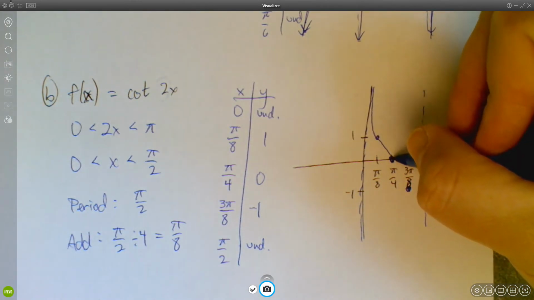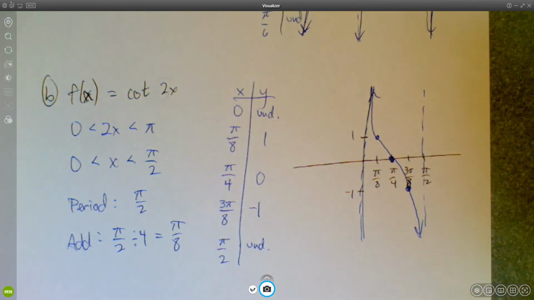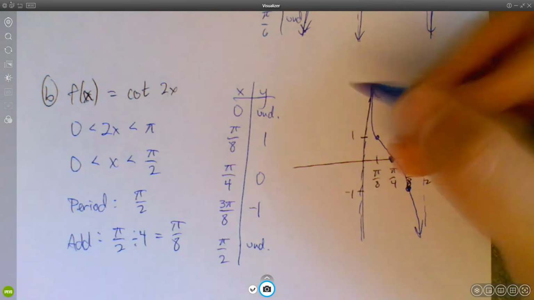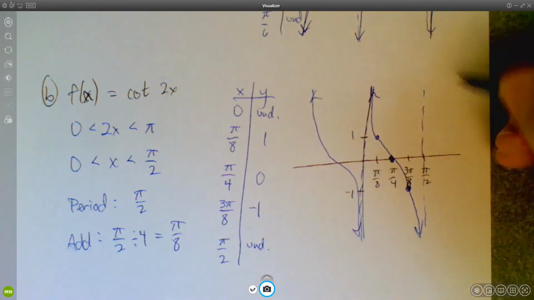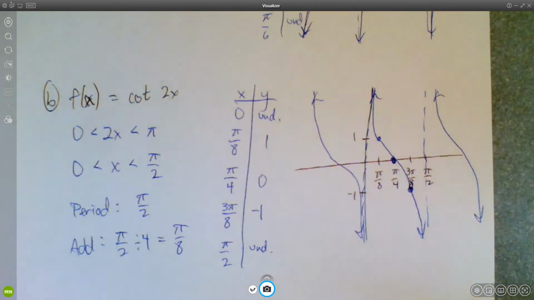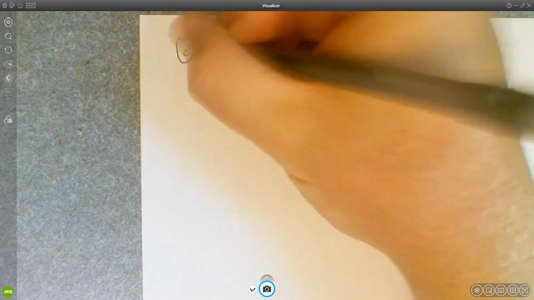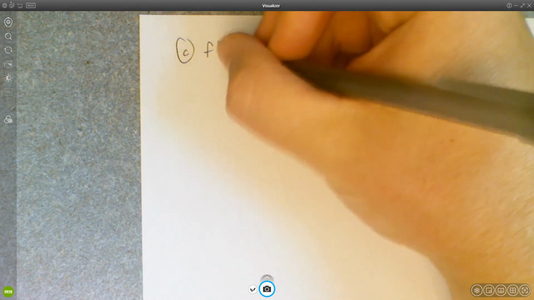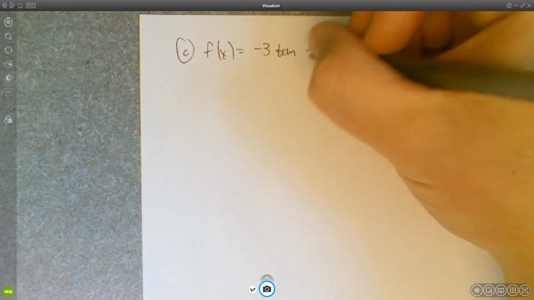I've got almost the same looking graph as the tangent function, but falling instead of rising. And just like with the tangent, of course, this thing's going to continue on in both directions. Okay, so that's what that thing looks like. Let's make it a little more interesting. So let's do f of x equals negative 3 tangent 1/2 x.